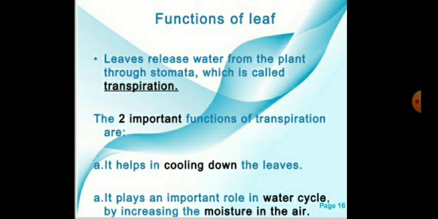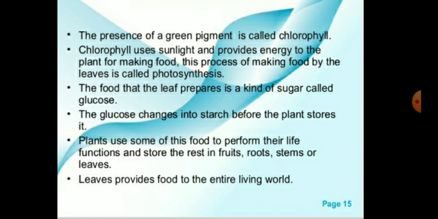The main functions of the leaf are transpiration and photosynthesis. The leaves release the water from the plants through the stomata. Stomata are the small pores which are present on the surface of the leaf, and this is called the transpiration process. The two important functions of the transpiration are it helps in cooling down the leaf, and it plays an important role in the water cycle by increasing the moisture in the air.